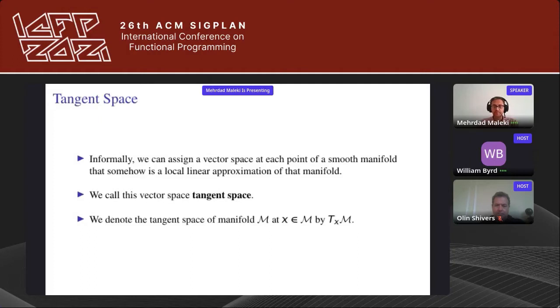The tangent space actually is a key part of defining the derivative of a function, and informally, a tangent space is generalizing the concept of the tangent line of a function in the one-dimensional case. So a tangent space of a manifold M at a given point x, denoted by T_x M, is a linear vector space that approximates that manifold at the nearby points of that point.